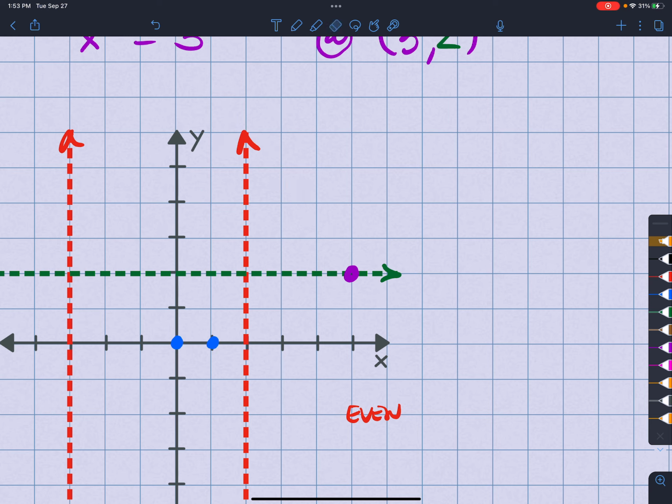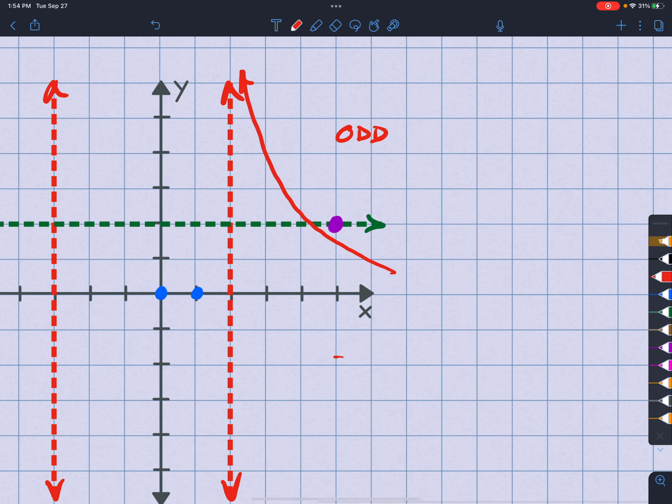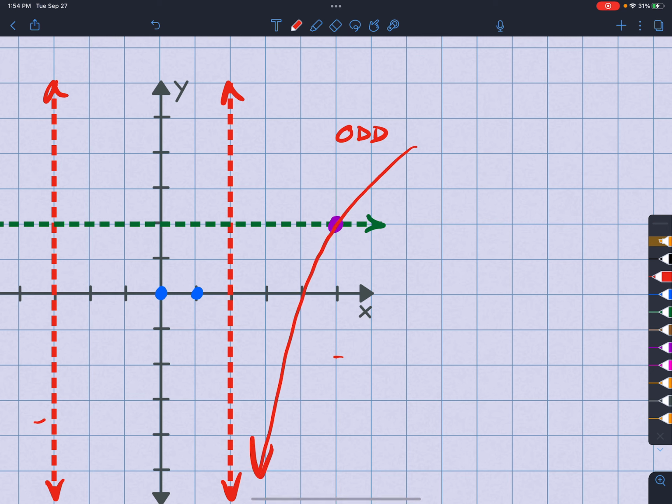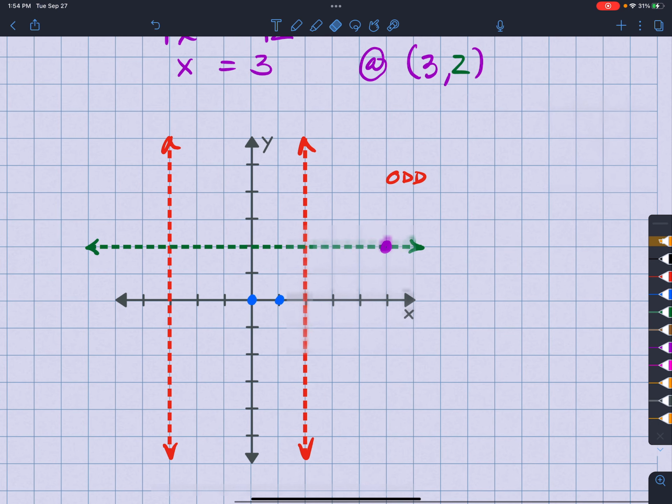Now, what if it was odd? If it was odd, then if this was going this way on top, then it would go this way on the bottom, where they're in opposite directions. Either that way, or it will go this way. But again, opposite directions. So that's the big part that you have to remember. That is the piece that I want you to remember as we go.